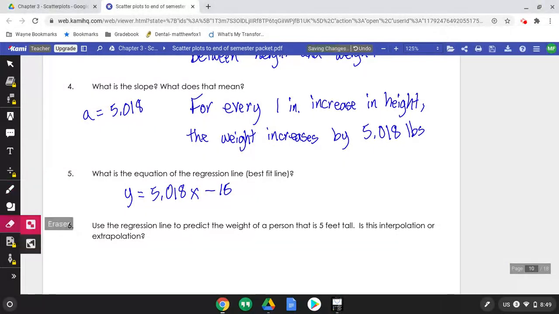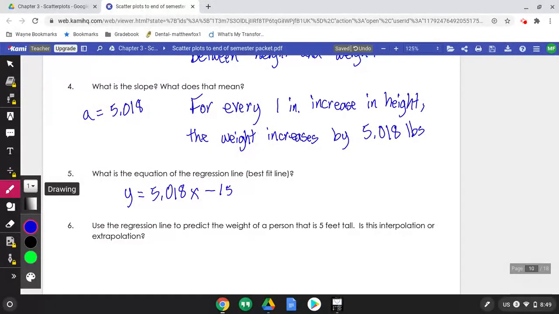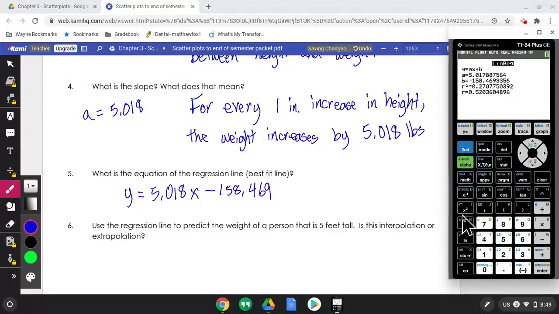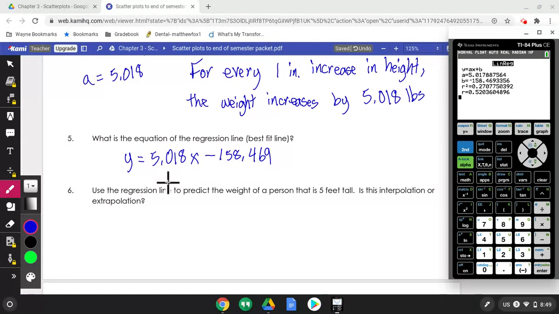158.469 if we round. As you can see, 0.469, the next digit is 3, so we round down. Okay, so this is taken care of. Now on to the last step.